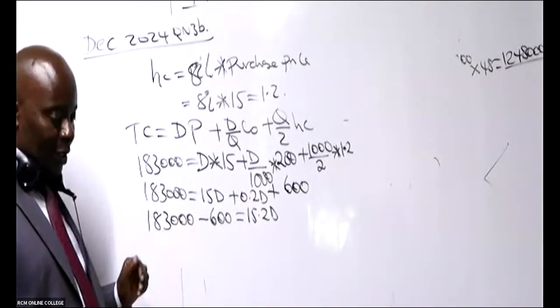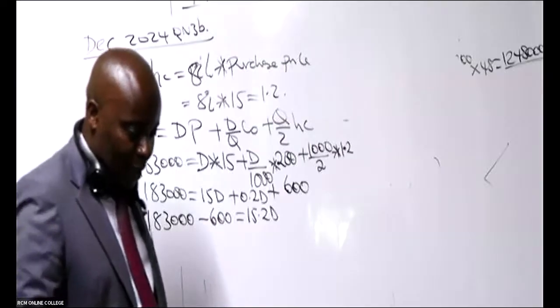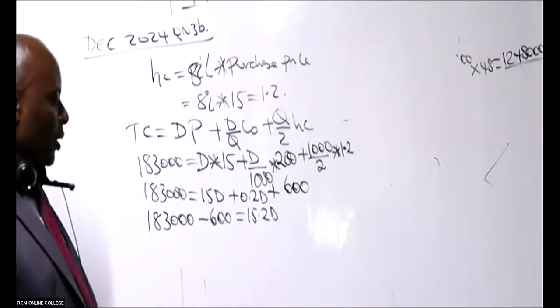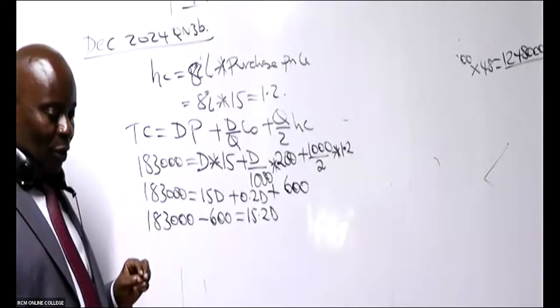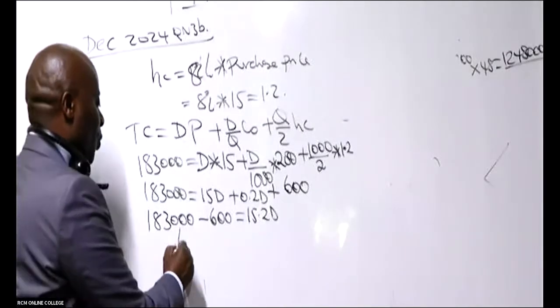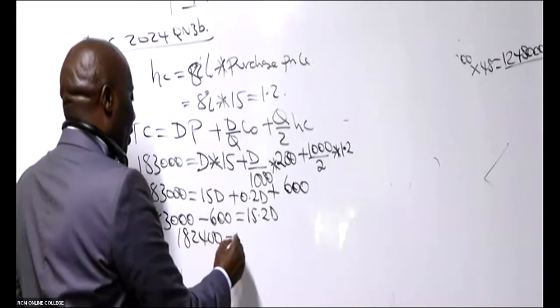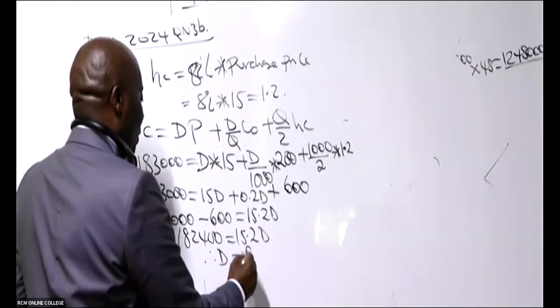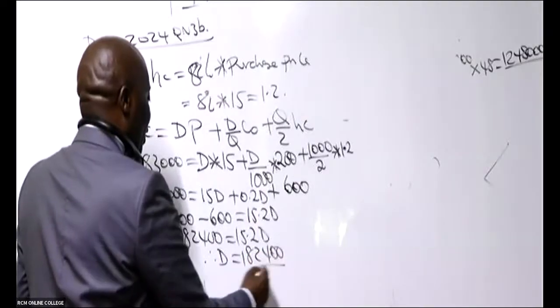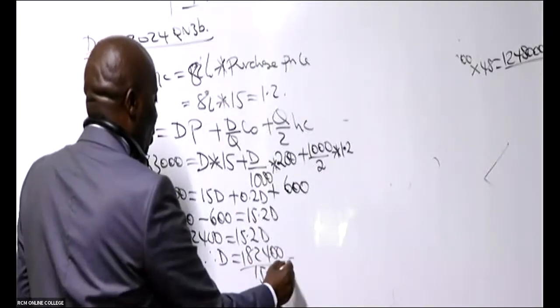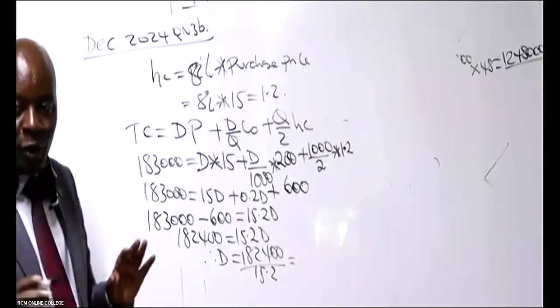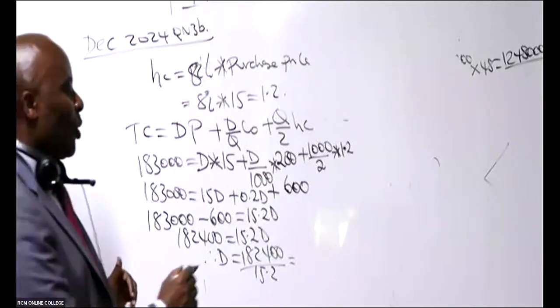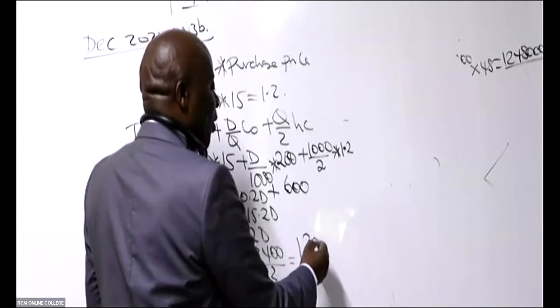Is it 3,000 or 300? 183,000, yes. Minus 600, that will be 182,400. 182,400 equals 15.2 dog. Therefore, dog will be 182,400 divided by 15.2, which will end up giving me what figure? 12,000? Yeah, 12,000. So in this case here, this is agreeing, right?